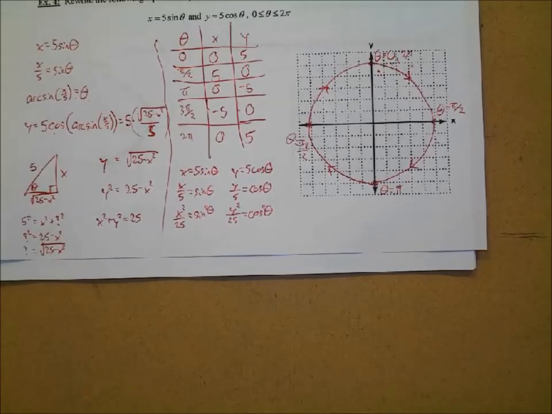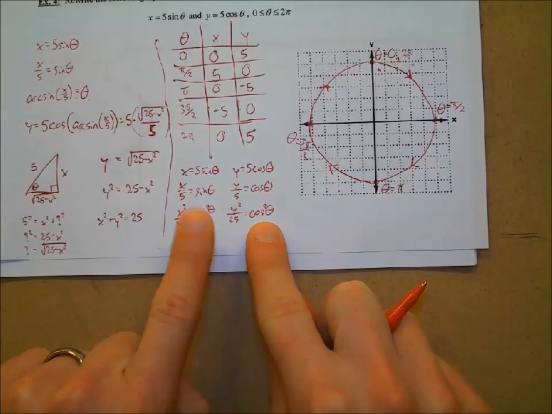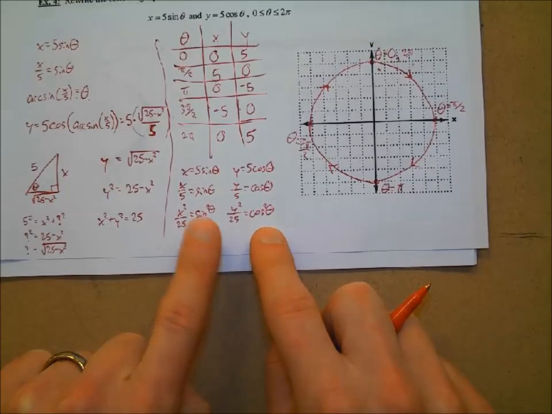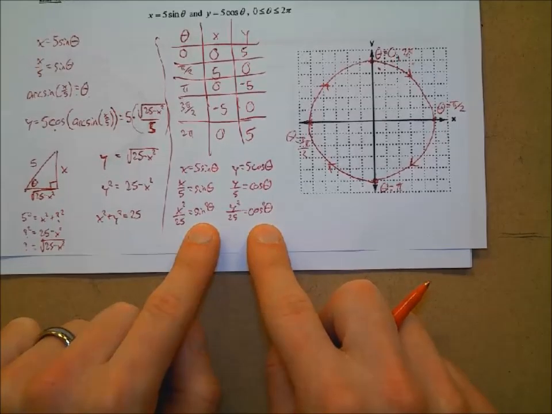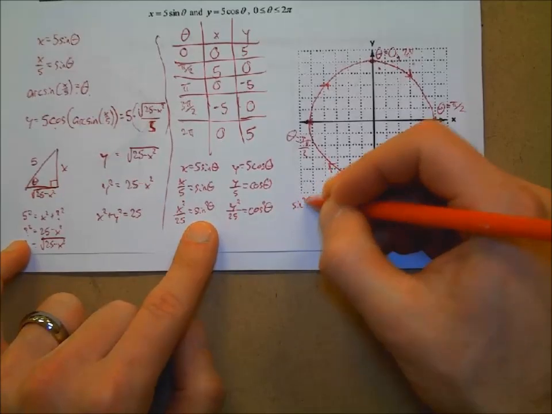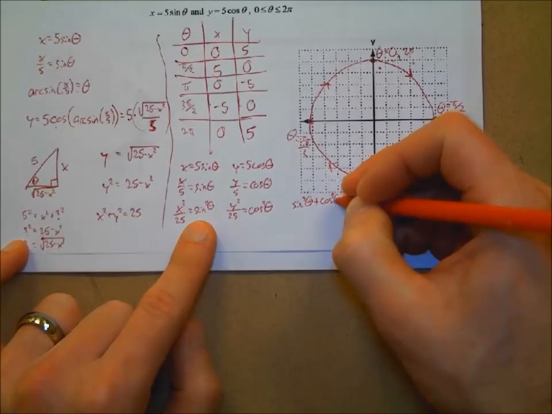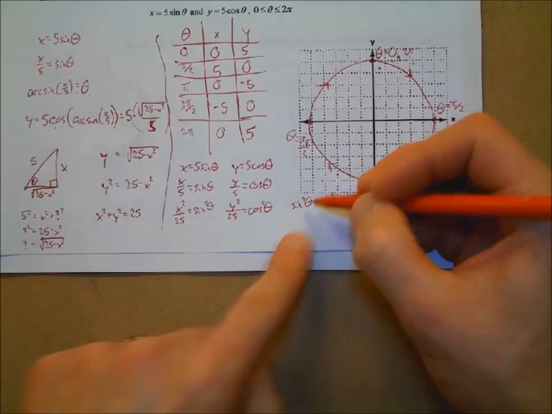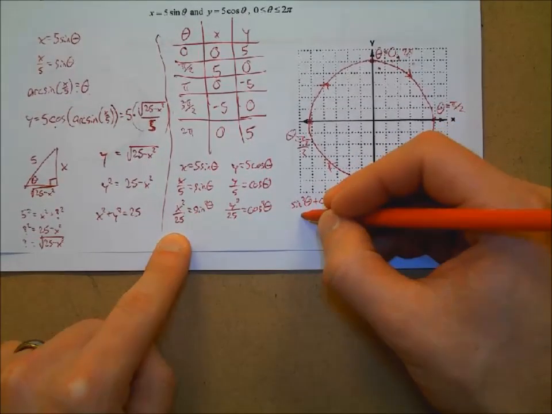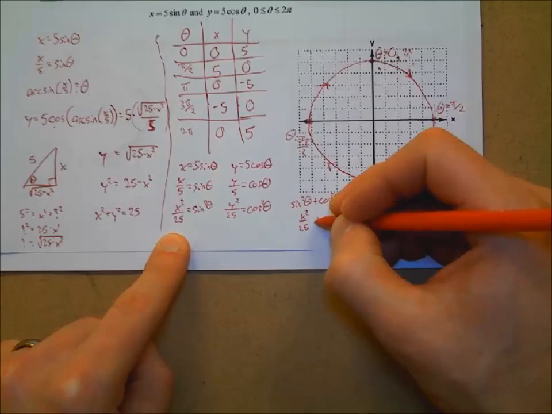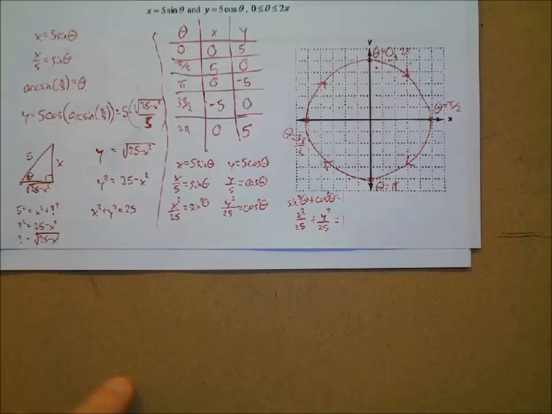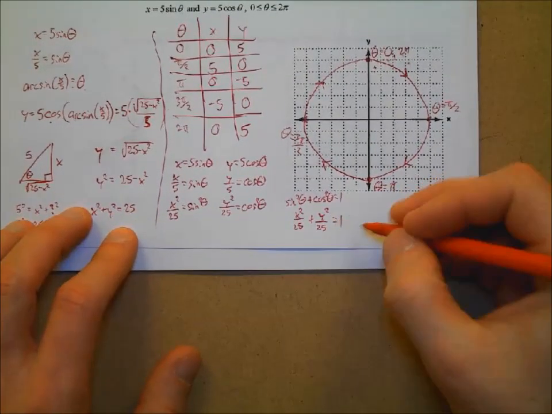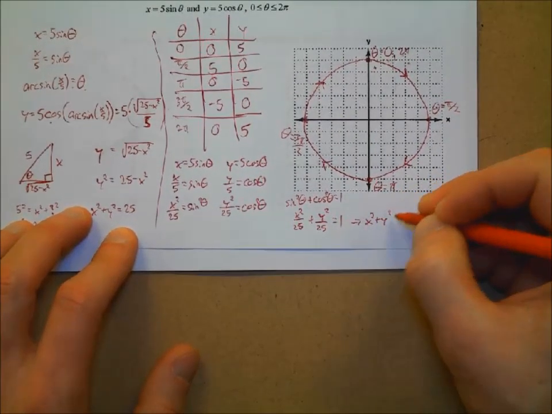Now, we know something about how sine squared and cosine squared theta relate. Specifically, if they divide, it would be tangent squared, sure. But sine squared theta plus cosine squared theta equals what? 1. That Pythagorean identity. But, oh, what do we have here? Sine squared theta is x squared over 25. And cosine squared theta is y squared over 25. And then if I multiply both sides by 25, it's the circle.